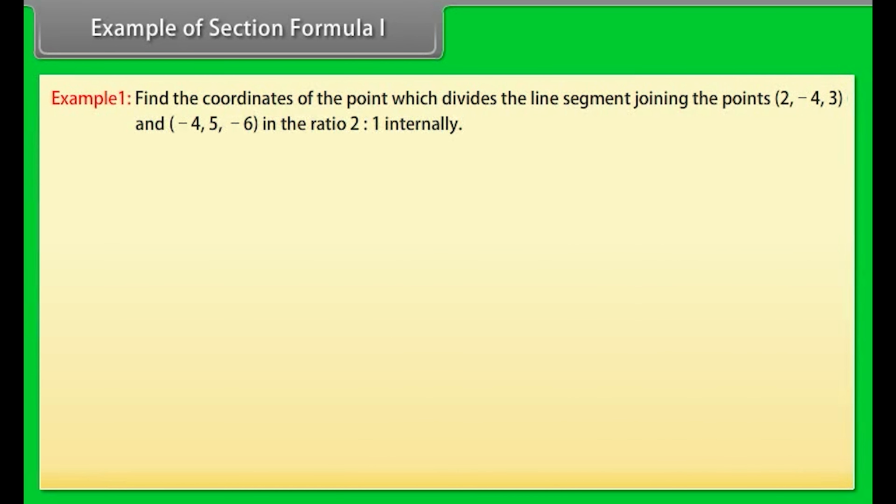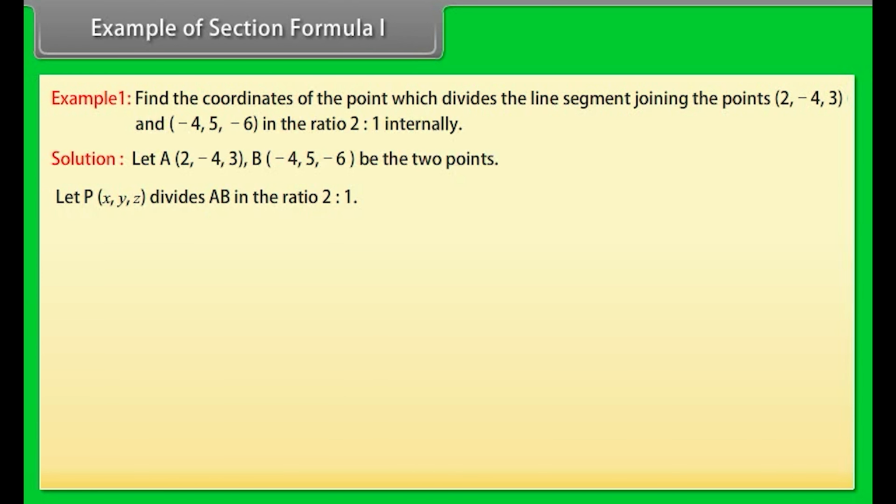Example of section formula 1. Find the coordinates of the point which divides the line segment joining the points (2, -4, 3) and (-4, 5, -6) in the ratio 2:1 internally. Solution. Let A (2, -4, 3) and B (-4, 5, -6) be the two points.